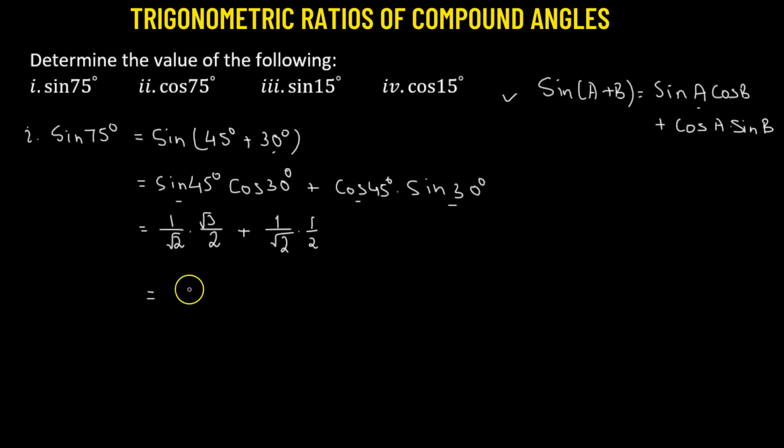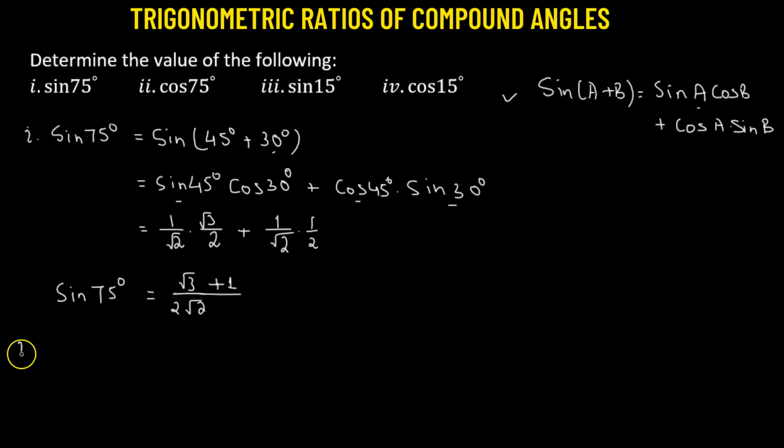Now that means our final value is going to be square root of 3 over 2 times square root of 2, and in the numerator, since the denominator is the same, we can add up the numerators to get square root of 3 plus 1 in the numerator. So this is going to be the value of sine 75 degrees.